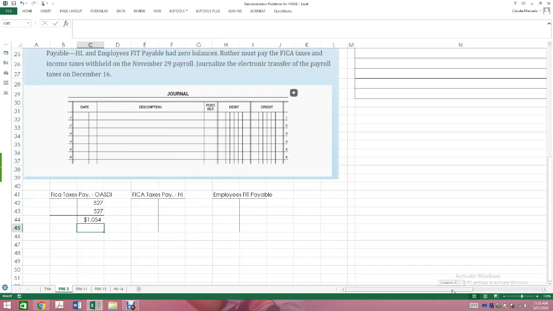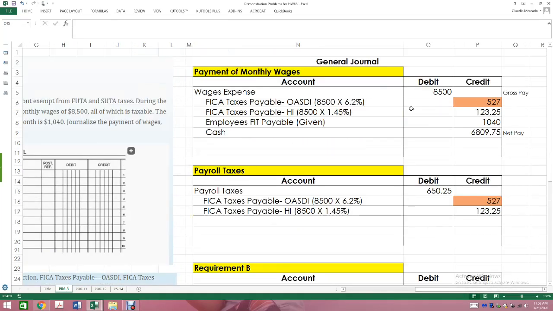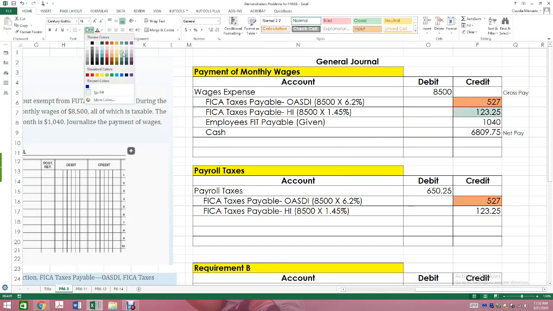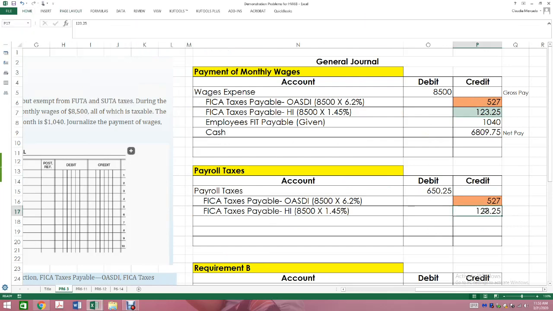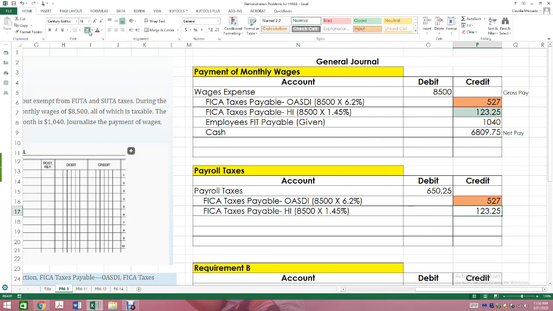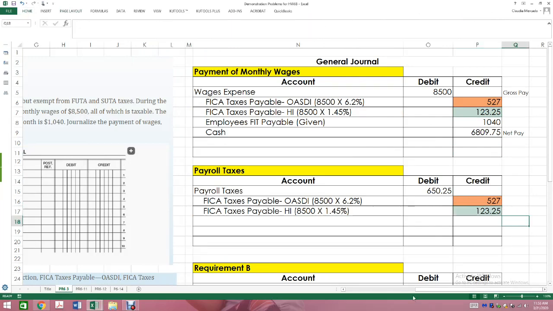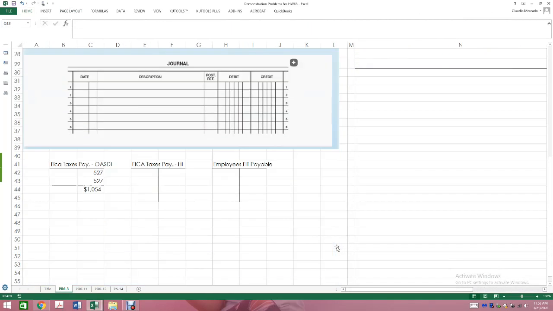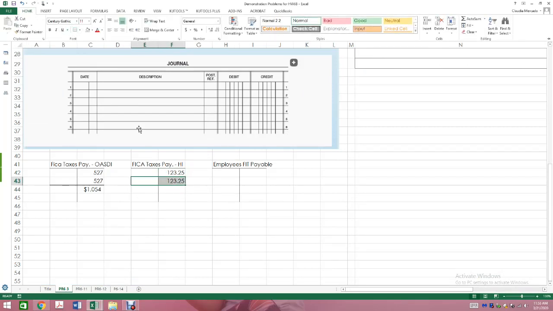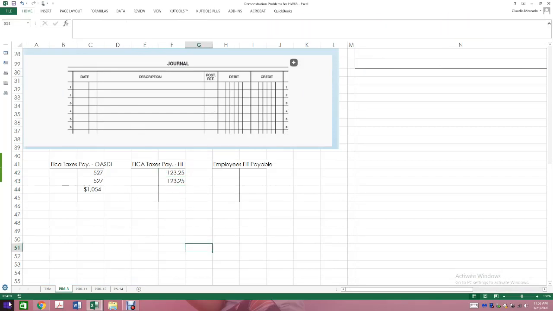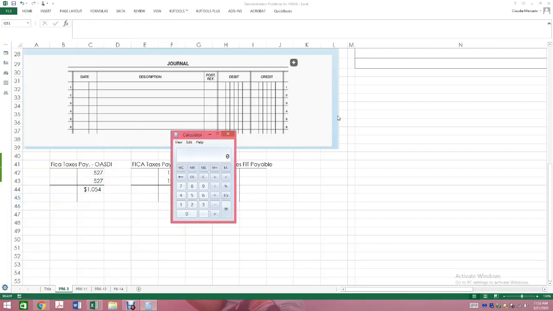Now let's do the same thing for HI. Let's see how much money we have in HI. In HI, we have 123.25 and 123.25, okay? So I'm going to add those two together down here. They're both credits, 123.25, 123.25. So if I add those together, let me see.